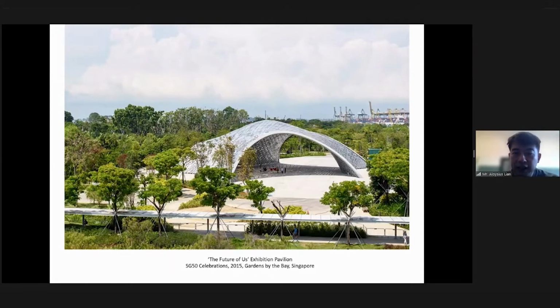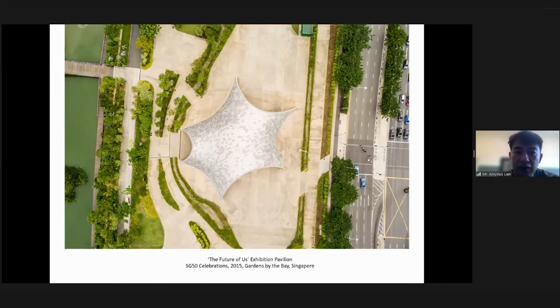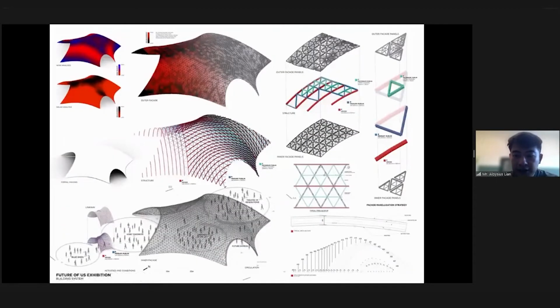It's quite a large span structure. So essentially maybe around 4 football fields, and a large span of over 20 meters. It consists of 13,000 unique panels that are laser cut. And the interesting thing is that it's a regional effort.